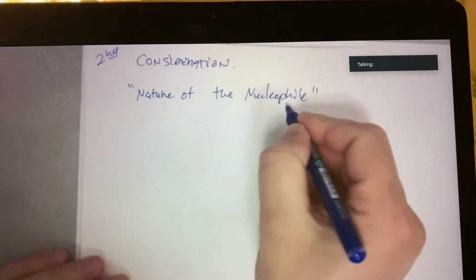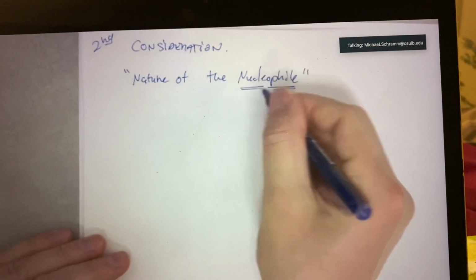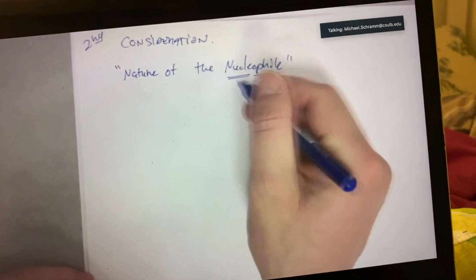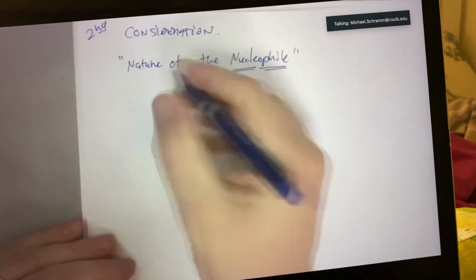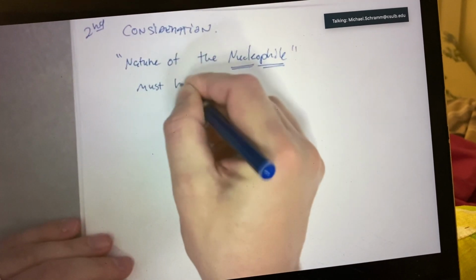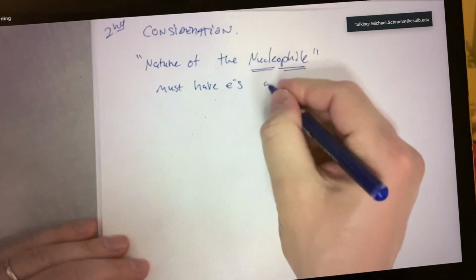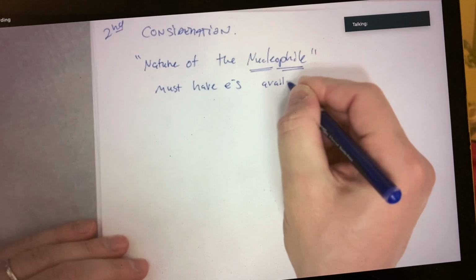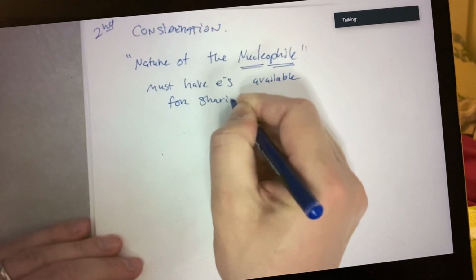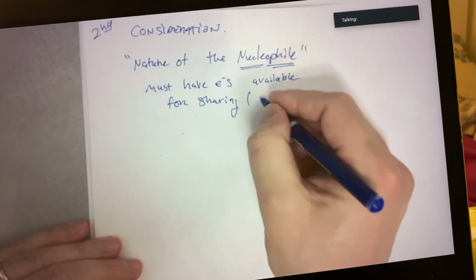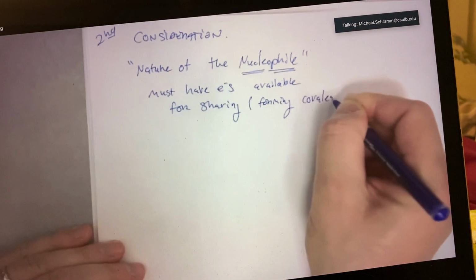Nucleophiles, phile from the Greek word philos for love. Nucleo must be nucleus, so nucleus-loving. Nucleus-loving species must have electrons available for sharing or forming covalent bonds.